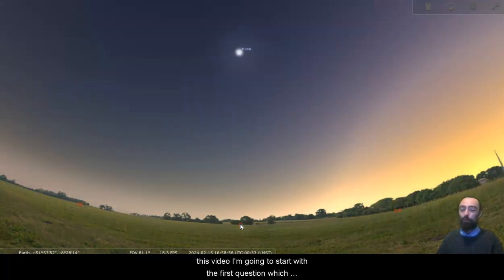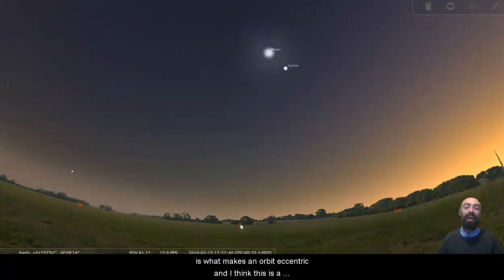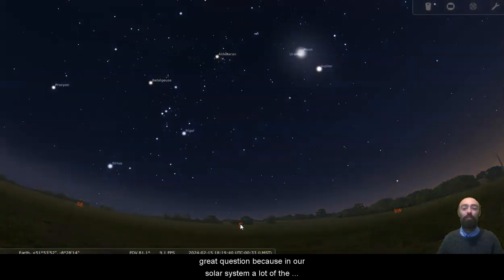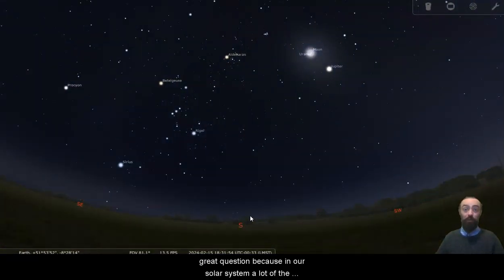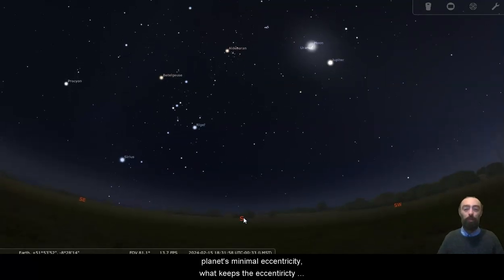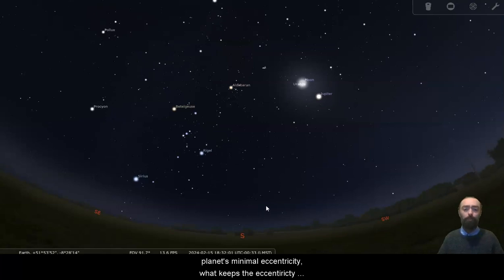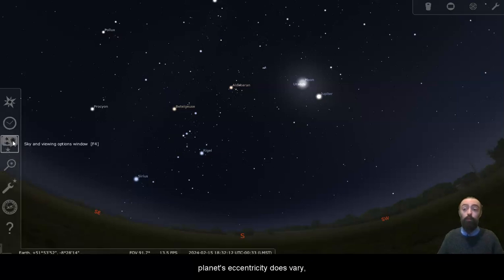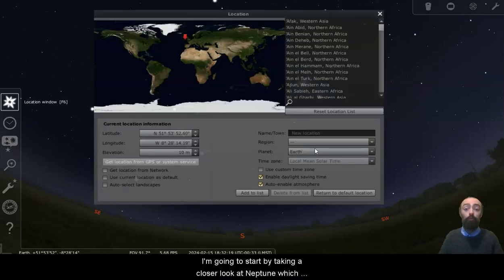I'm going to start with the first question, which is what makes an orbit eccentric? I think this is a great question because in our solar system, a lot of the orbits are minimally eccentric. And the reason for the planets' minimal eccentricity, what makes an orbit more eccentric and then less eccentric over time, seems to be the influence of other planets. In our solar system, the planets' eccentricity does vary. We do change how eccentric we are over time. So the Earth's eccentricity will vary.